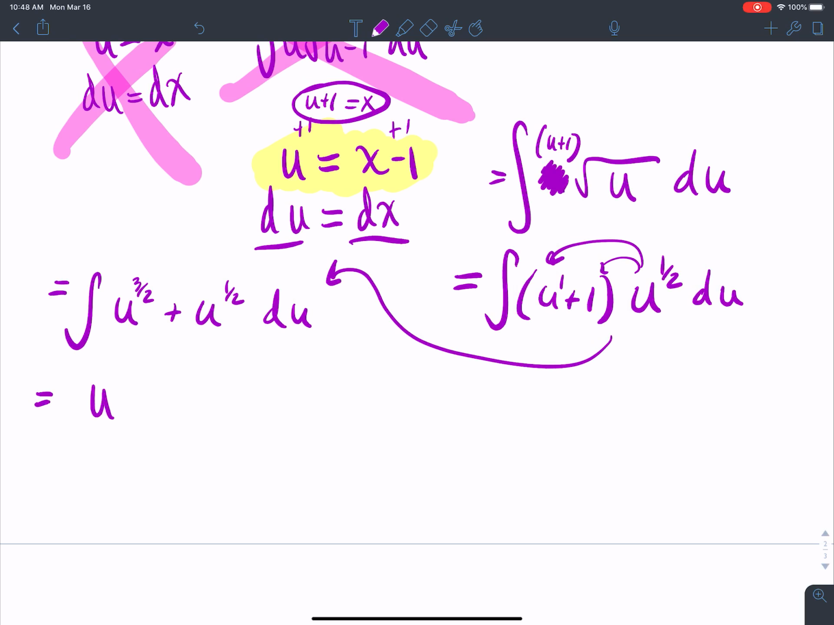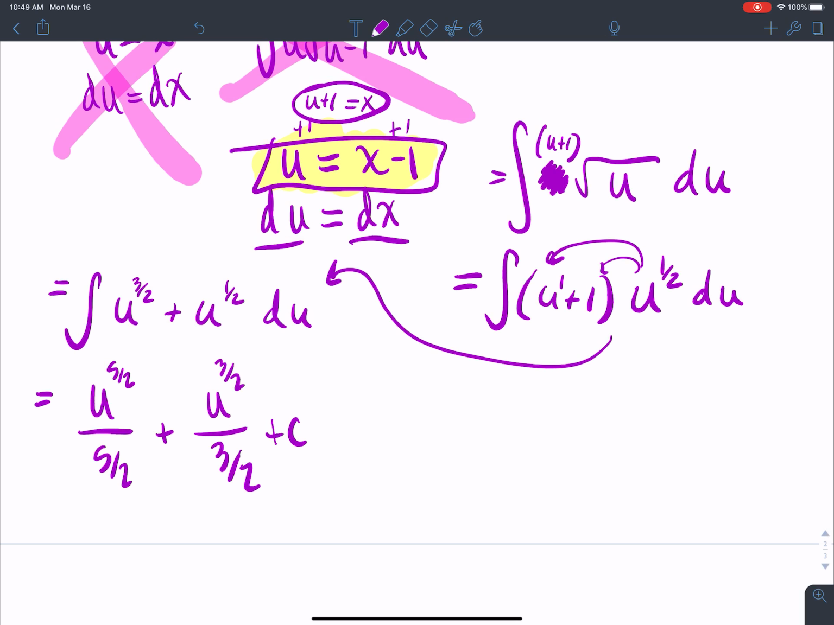So add 1 to it, that's 5/2, divide by 5/2. Plus add 1 to it, that's 3/2, divide by 3/2, plus c. And we can do some simplification here. Every u turns into what? Turns into x minus 1. So this is x minus 1 raised to the 5/2.